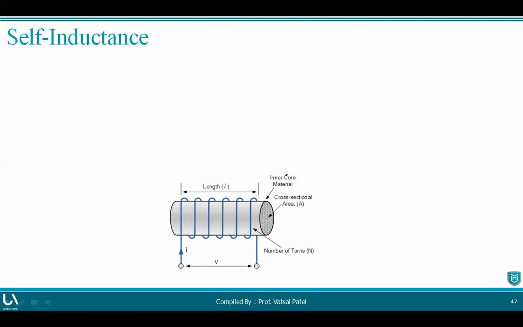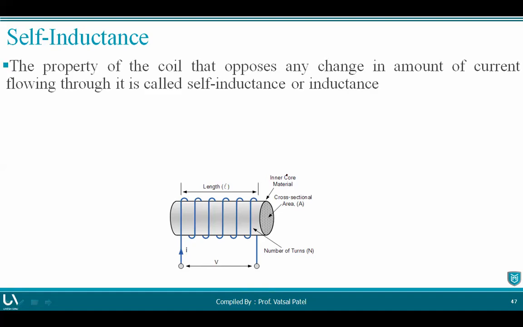and that coil is supplied by a source of voltage capital V. So the current passes through that coil of N turns, and a flux is produced. That flux will be linked with its own number of turns, and that is what we call self-induced EMF, right? Because of that, we identify the self-inductance. So first of all, understand the property. The property of the coil that opposes any change in the amount of current flowing through it is what we call self-inductance or the inductance.